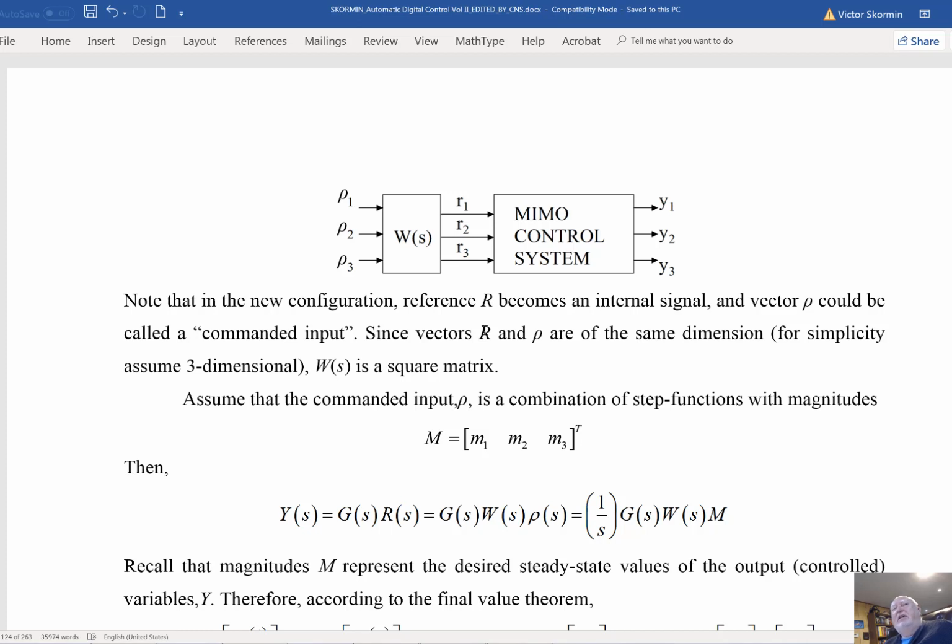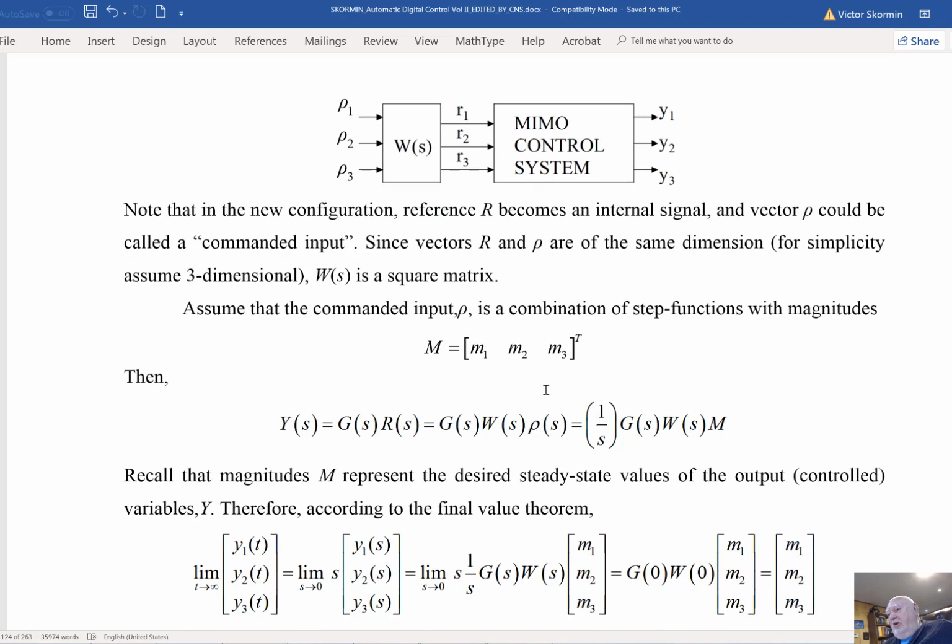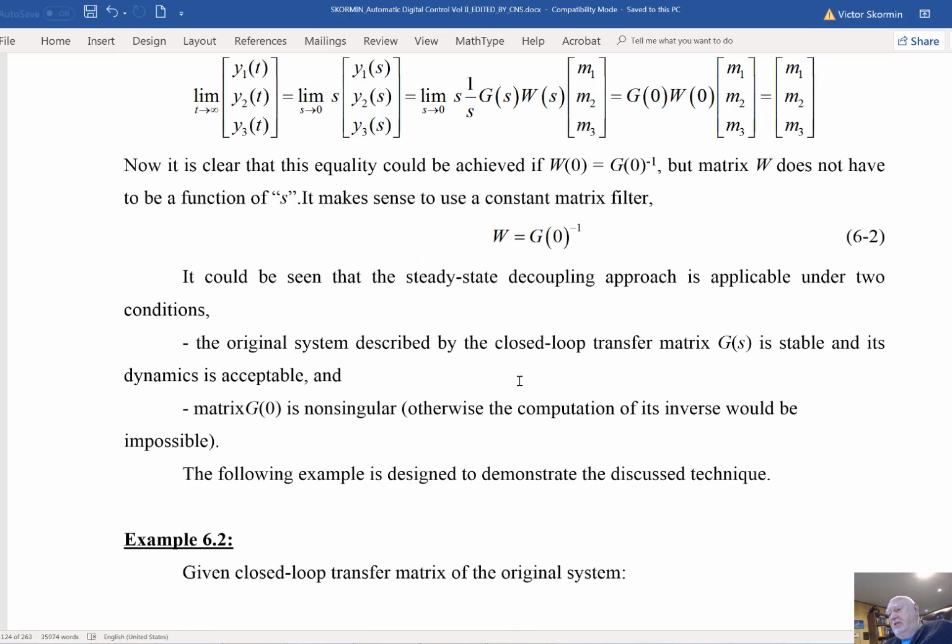It does not cause your system to be a decoupled system, but your system is decoupled only in steady state. In steady state, you have access to the desired output variables. It's independent access, but it is independent access only in steady state. During the transient time, you will see changes in all output variables. I don't know if I can say it better than I did.